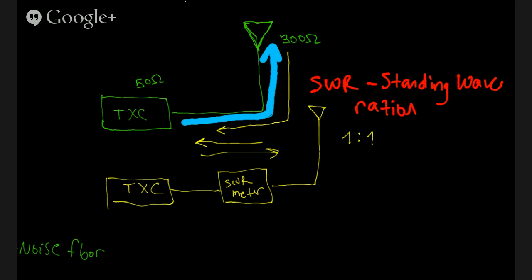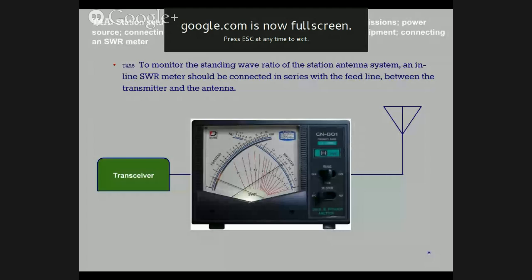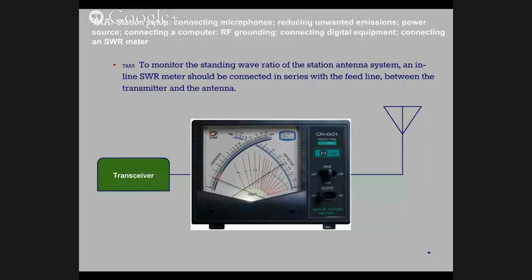I have a picture of it. Here we go. There we are. There's a typical combination SWR and watt meter. It has two needles here crossed. And it will show us the forward power on this scale and the SWR ratio, or the amount of reflected power coming back.